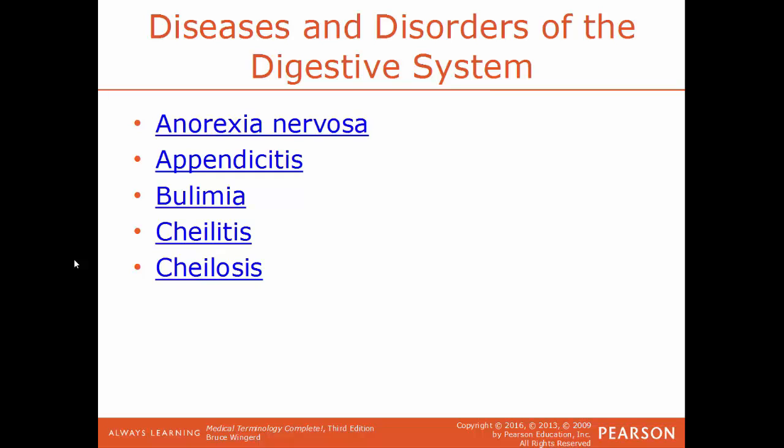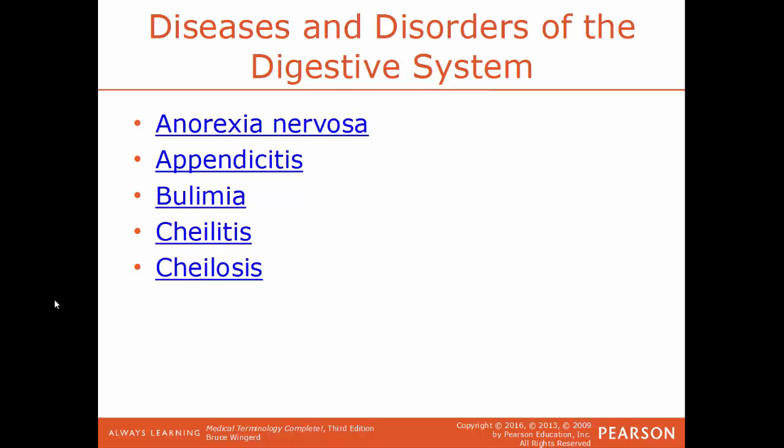Bulimia, this is an emotional disorder, just like anorexia nervosa is. But with bulimia, people will binge eat and then feel guilty about eating so much, then they purge themselves. They force themselves to vomit up the food they just ate. So even though they're eating large amounts of food, the body never has time to make use of that food. So it's a compulsive overeating and then a purging, either by vomiting or by taking laxatives, or maybe both.